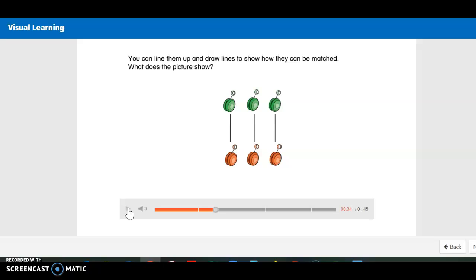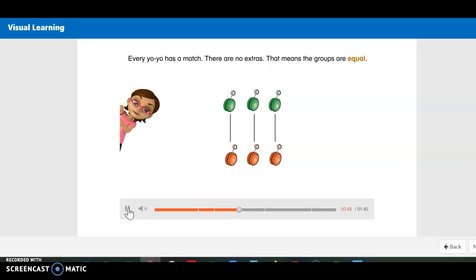The picture shows that we have the same amount of green yo-yos as we do red ones. And how did we know that? Because when we matched them up, there were no extras. The yo-yos were matched by moving them and drawing lines. You see that every yo-yo has a match. There are no extras. Every yo-yo has a match. There are no extras. That means the groups are equal.